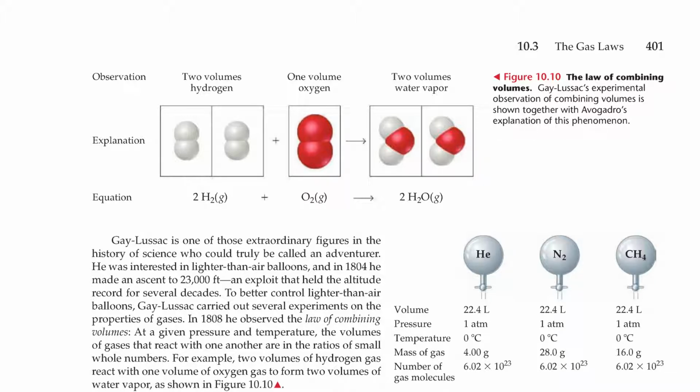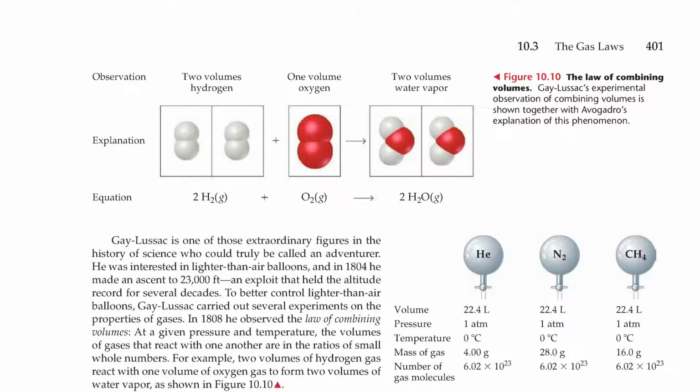In 1808 he observed the law of combining volumes. At a given pressure and temperature, the volumes of gases that react with one another are in the ratio of small whole numbers. For example, 2 volumes of hydrogen gas react with 1 volume of oxygen gas to form 2 volumes of water vapor, as shown in Figure 10.10.